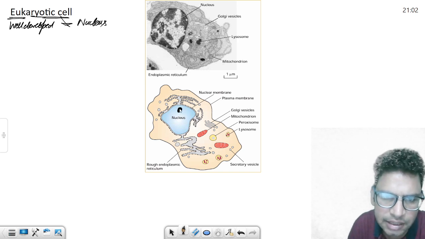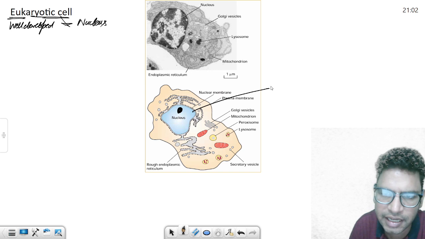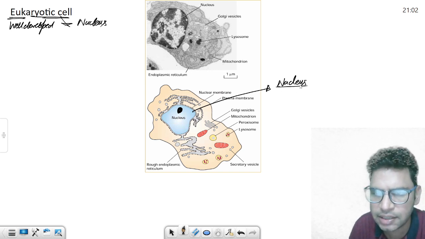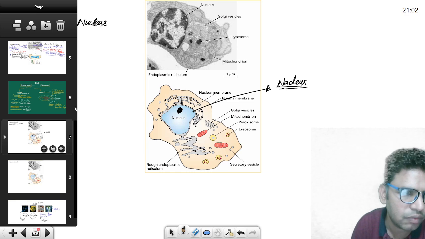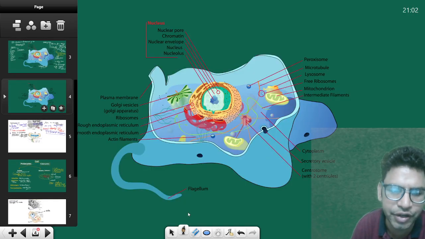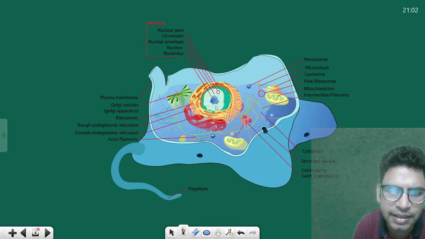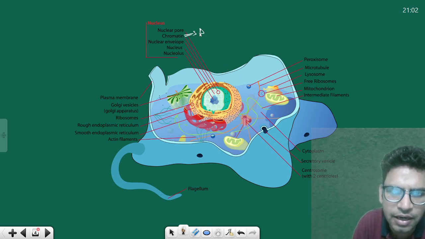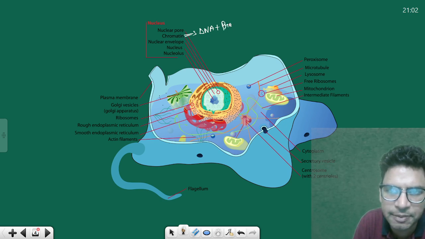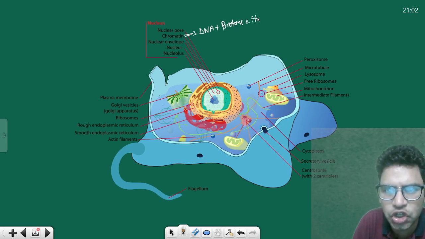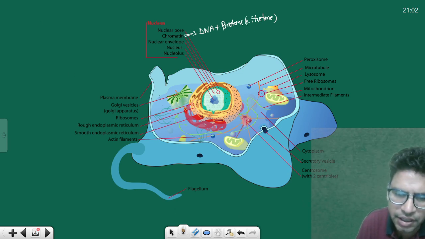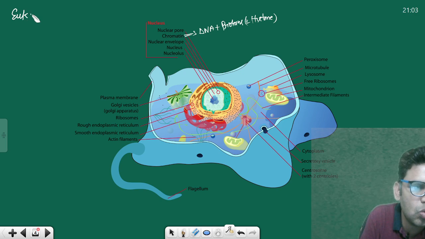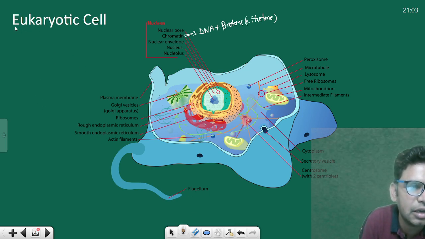Nucleus has one more region. Let me give you another diagram for the eukaryotic cell. This is a full-fledged eukaryotic cell, right? This is the nuclear pore. Chromatin is basically DNA mixed with specific proteins. These proteins are called histone proteins. This cell is a eukaryotic cell, and it is a very well-developed cell, right?